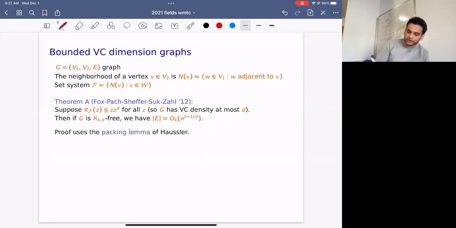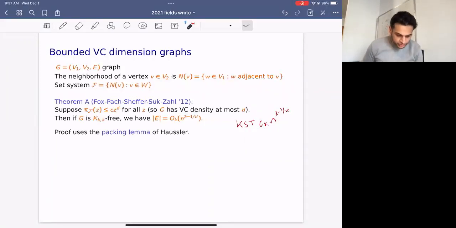So it's quite a bit better, right? Because recall that the Kővári–Sós–Turán theorem gave me a bound of n to the 2 minus 1 over k, and this constant also depended on k. Now the constant still depends on k, but the exponent depends only on the density. So it's quite a bit better. And the proof is very combinatorial. I won't say much about it, aside from the fact that it uses this packing lemma of Haussler, if you know what that is.